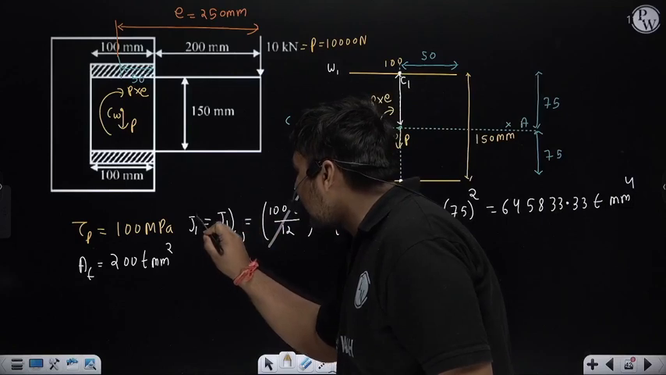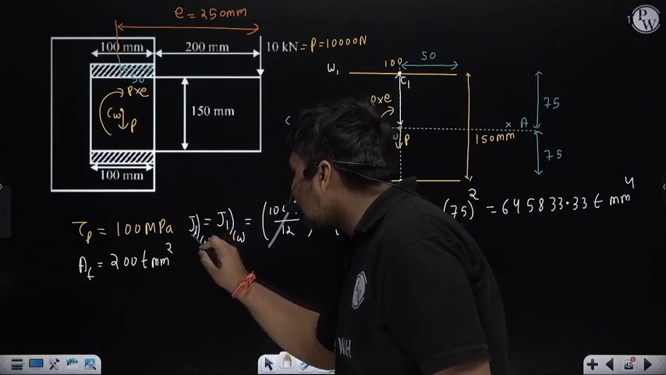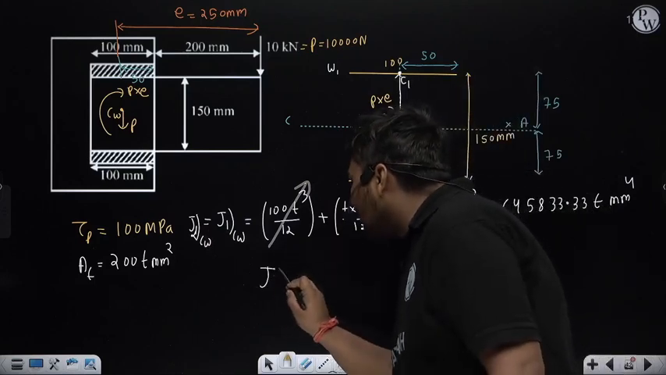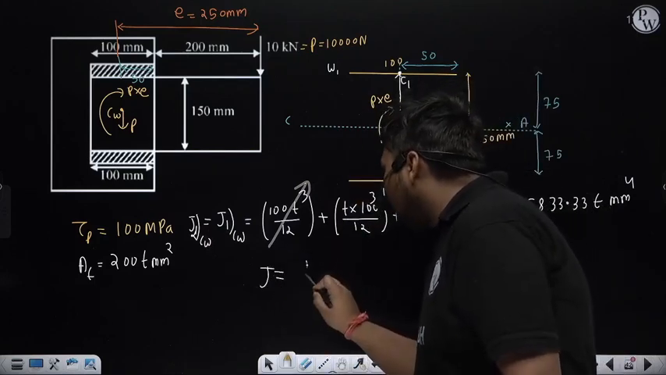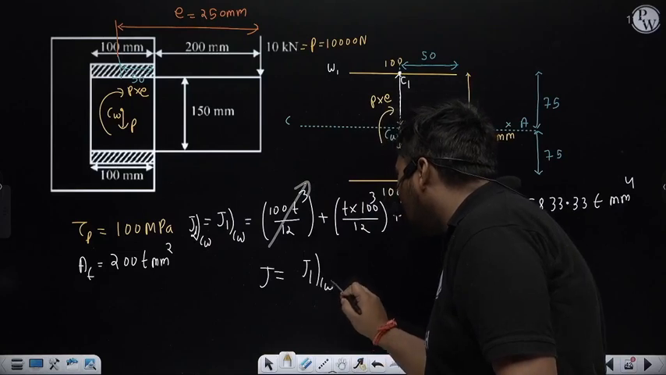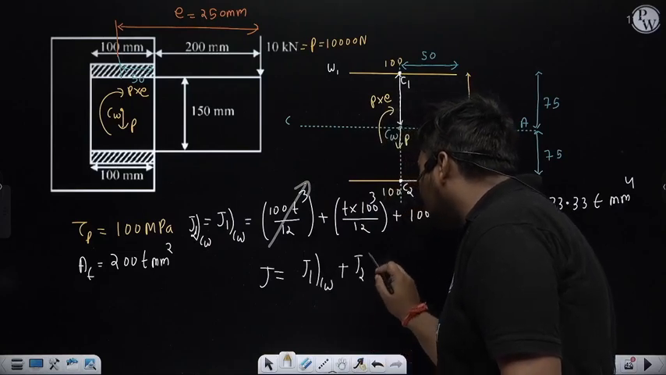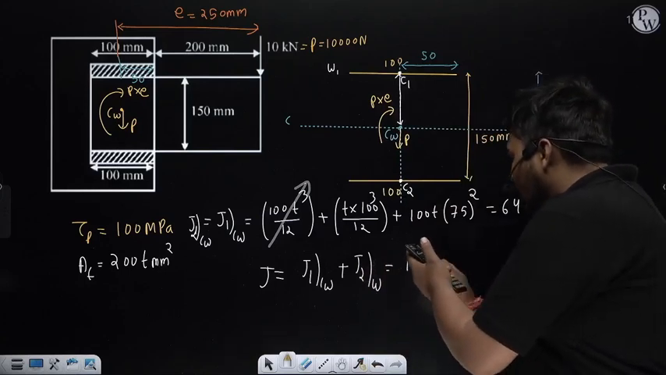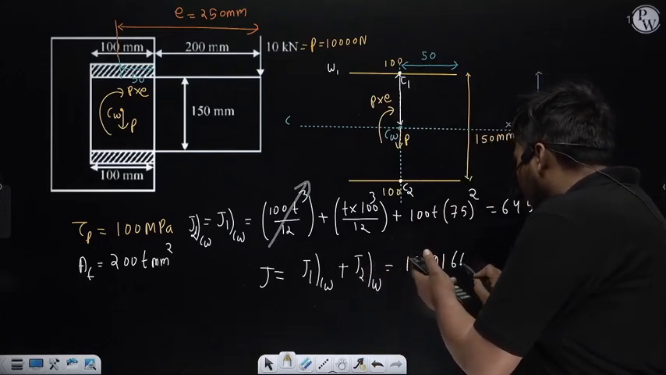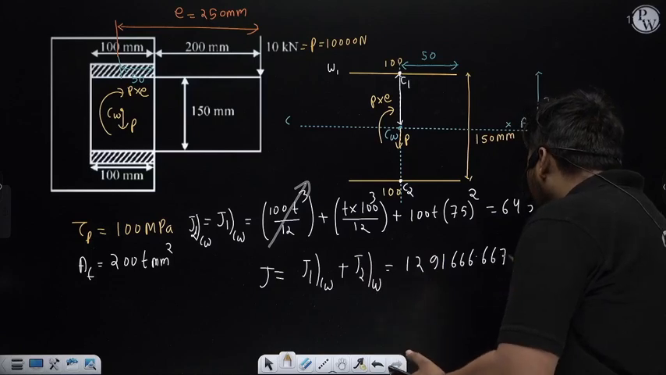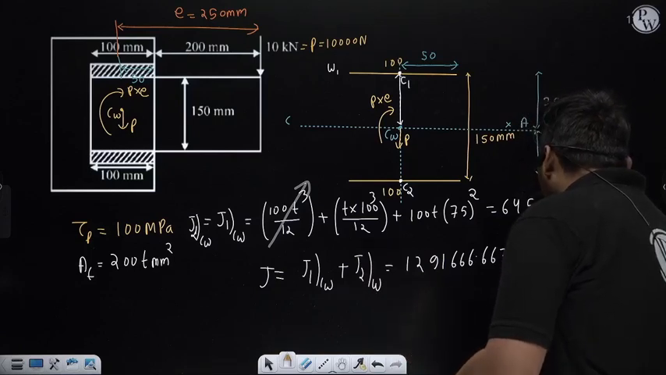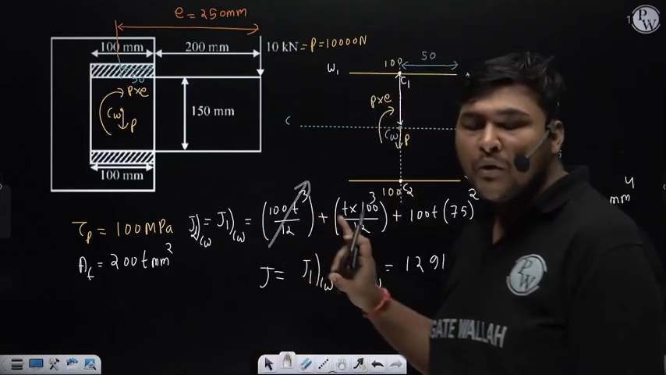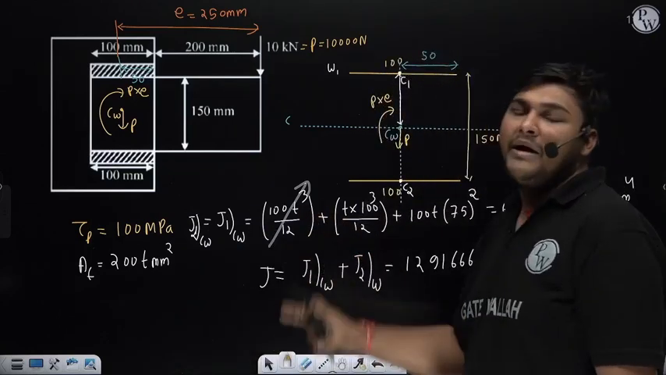Now if we calculate the polar moment of inertia of weld 2 about the combined centroid, it will come exactly equal to this. Why, sir? Because this diagram is symmetric, so J2CW will also be the same. So to calculate the total polar moment of inertia about the combined centroid, we need to add J1CW plus J2CW, and both are the same. So if you calculate this, it will come 1291666.667 T mm to the power 4. So it is the polar moment of the weld about the combined centroid.